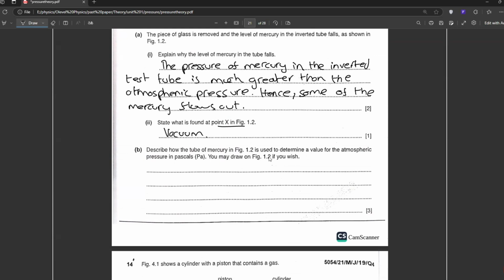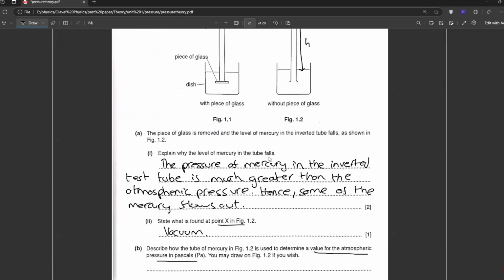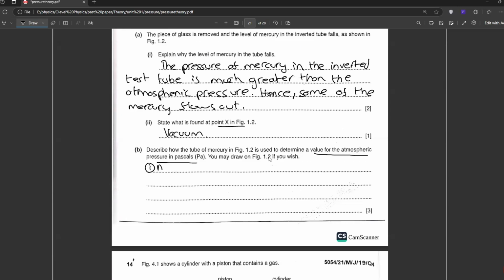Describe how the tube of mercury in figure 1.2 is used to determine a value for the atmospheric pressure in pascals. How can you determine a value for atmospheric pressure using figure 1.2? First of all, you will measure this height h using a meter rule. Let's write it. Measure the height h of mercury above the fluid using a meter rule. This will probably get you 2 marks.